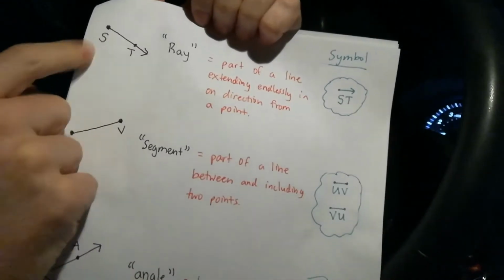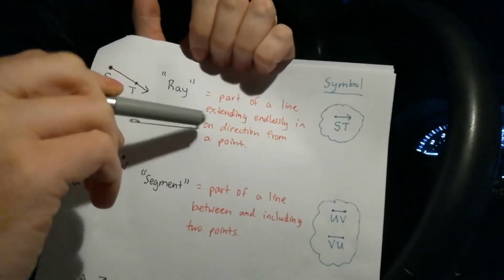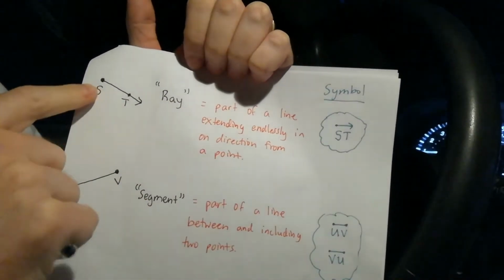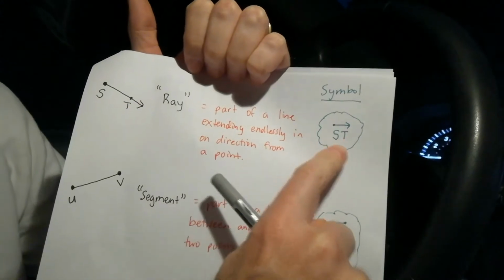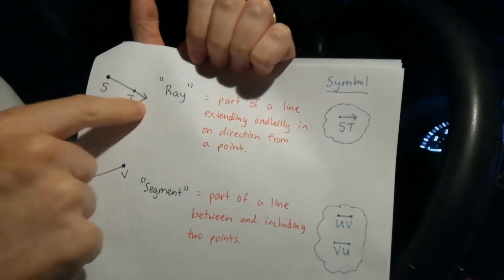Okay guys, a ray is just like, it has a point and it goes in one direction forever. So it's a part of a line extending endlessly in the direction from a single point. And we can write that like ST with a ray on top. Ray ST, from S to T.